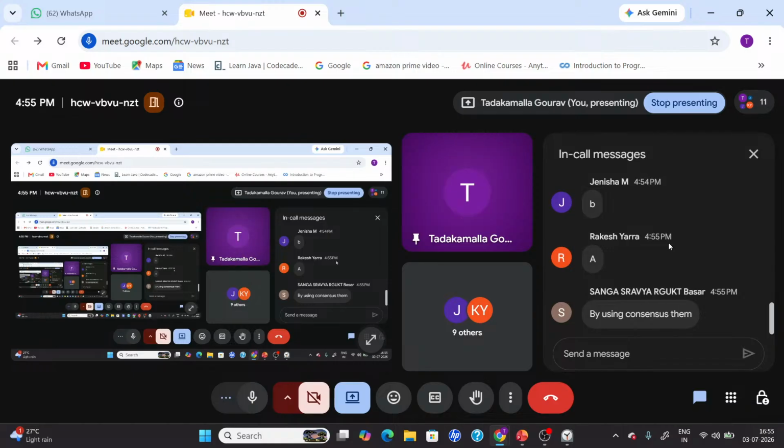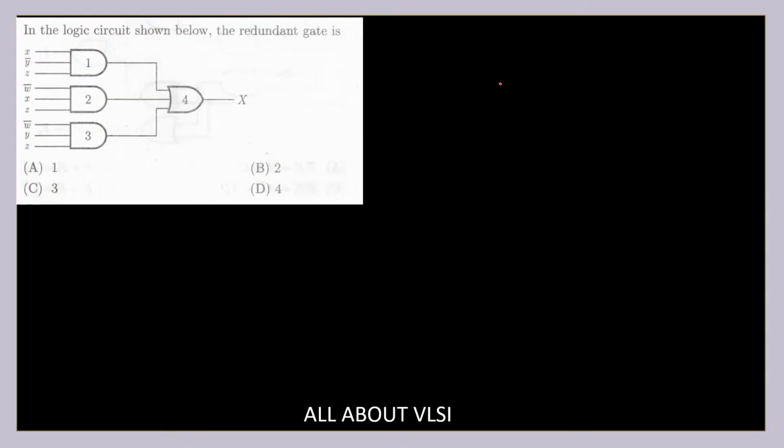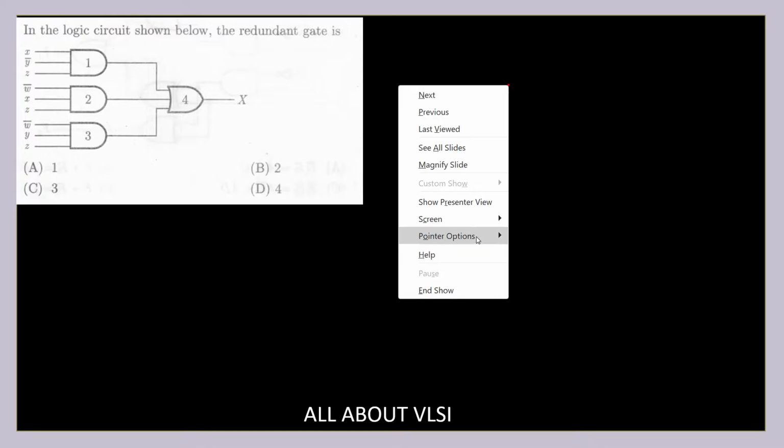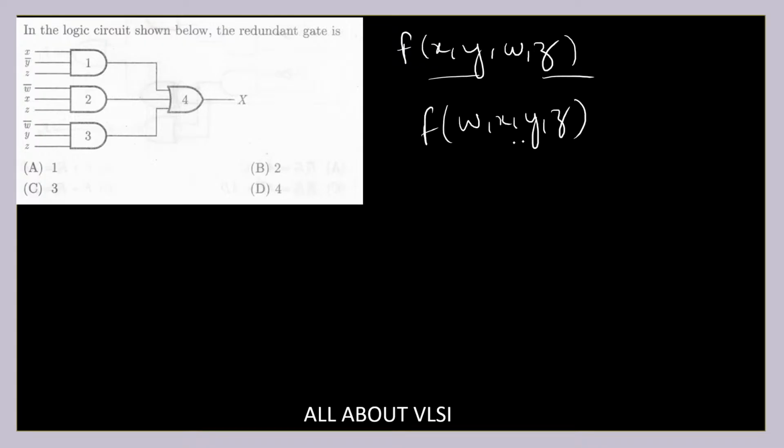Okay, okay. So I'm going to use the KMAP method for finding out the redundant gate over here. For plotting it into the KMAP, first of all, I need to know it is a four variable function. I'm going to have w, x, y, and z. These are the four variables. Or else I can write it as f of w, x, y, z.